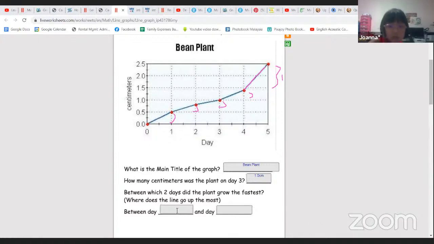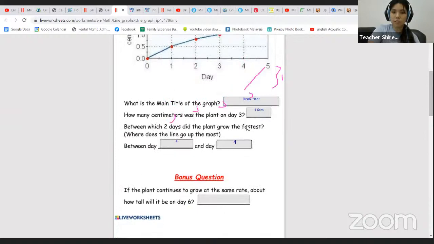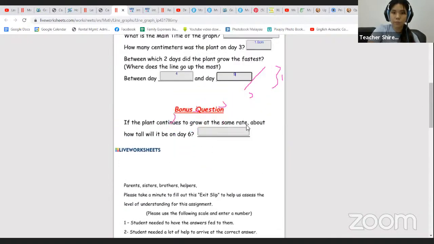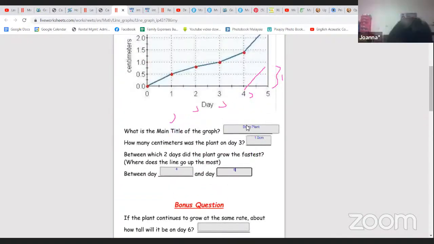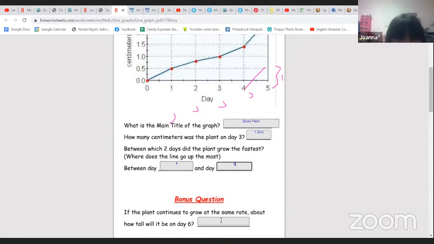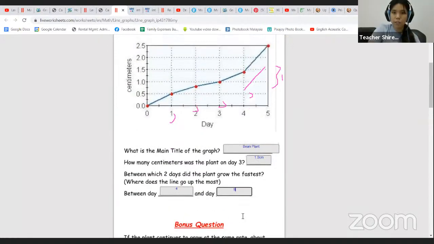I understand now. Okay. So this is the purpose why you have a line graph. Because with a bar chart you cannot see this steep or not steep. Why people want a line graph is because they can see the steepness, the fastest growth. It's easier. So if the plant continues to grow at the same rate, how tall would it be?